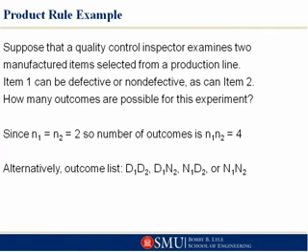The outcome list could be: I could pick item 1 could be defective, as could item 2. Item 1 could be defective, but item 2 is not defective. Item 1 is non-defective, but item 2 is defective, or I could pick 2 non-defective items off of the production line. So that's the product rule. Again, we're trying to figure out how many different possible outcomes there are in your sample space.